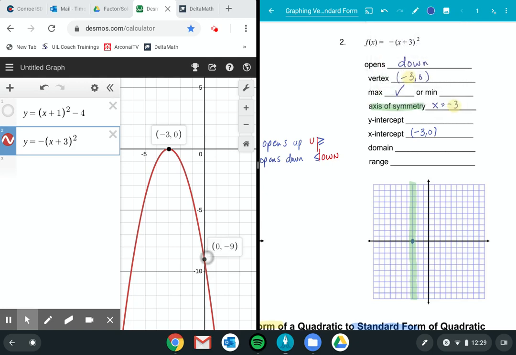Now, I do have a y-intercept at 0, -9. 5, 6, 7, 8, 9. Just all the way down there. So now if I have a point there, this y-intercept is 3 ticks away from my axis of symmetry, which means I have a point 3 ticks on the other side of that, being symmetric.